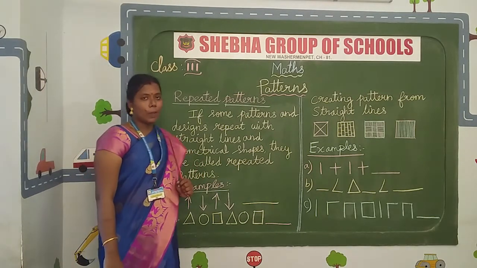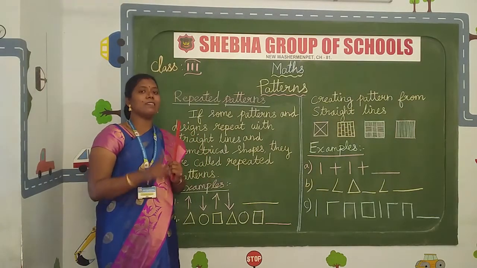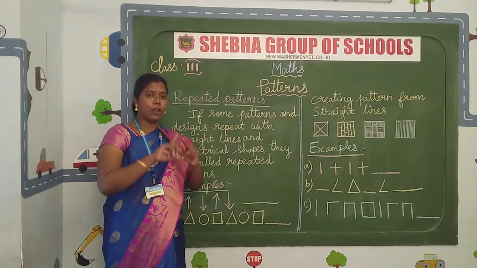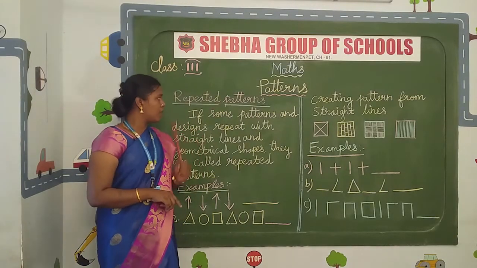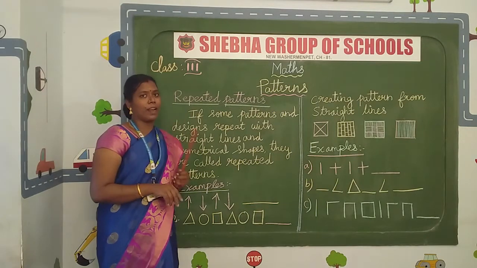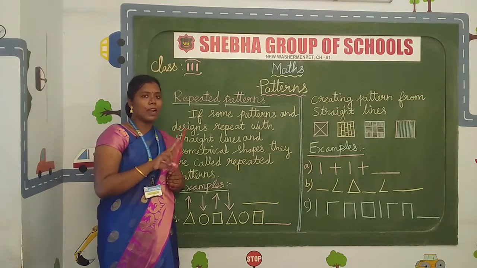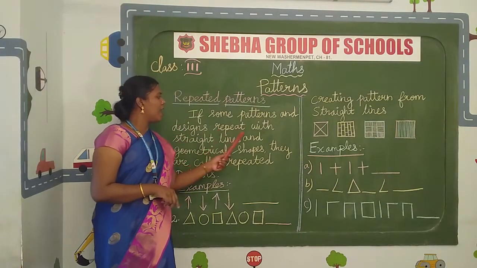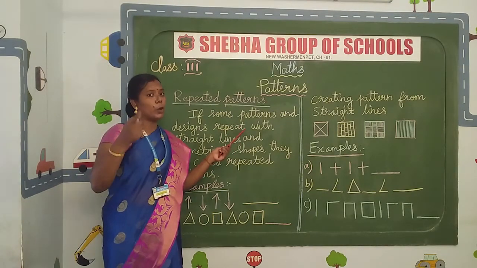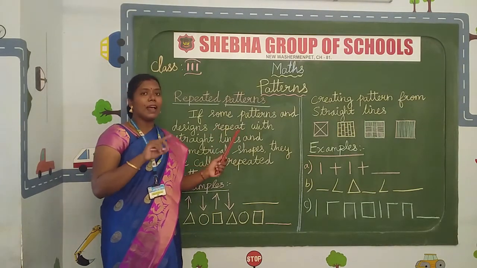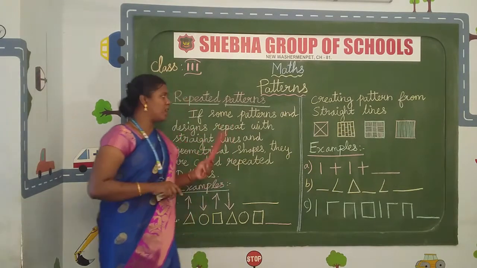You can see the growing patterns, no? They are created with straight lines and geometrical shapes. Similarly, repeated patterns are also like that. The only difference between growing patterns and repeated patterns is that a growing pattern will grow and a repeated pattern will repeat. This is the difference between these two patterns.